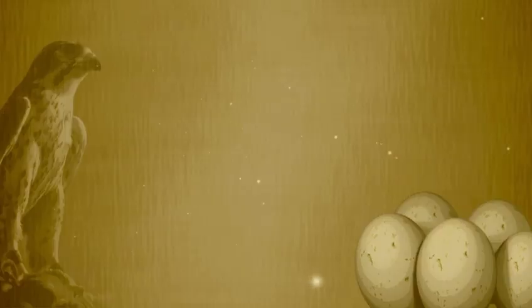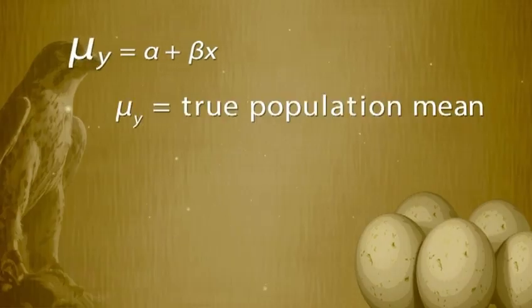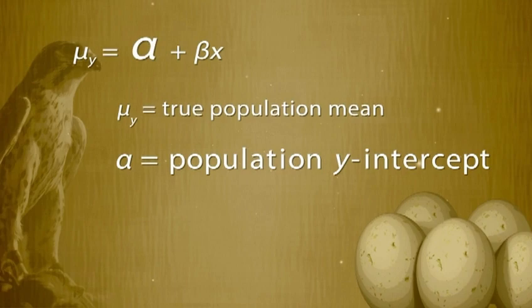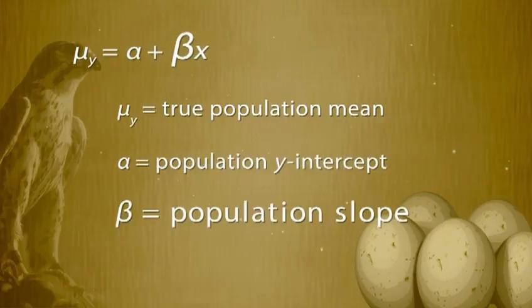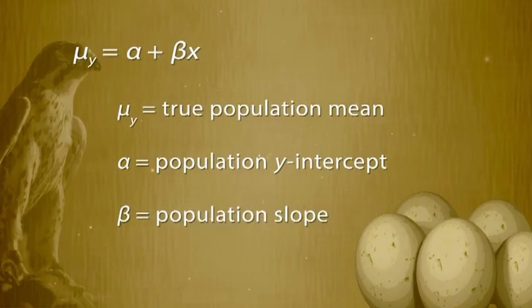The population regression model is written μy equals alpha plus beta times x. μy represents the true population mean of the response variable, y, for the given value of x. Alpha is the population y-intercept, or the true mean value of y when x is 0. Beta is the population slope, which quantifies the true relationship between x and y in this linear model.